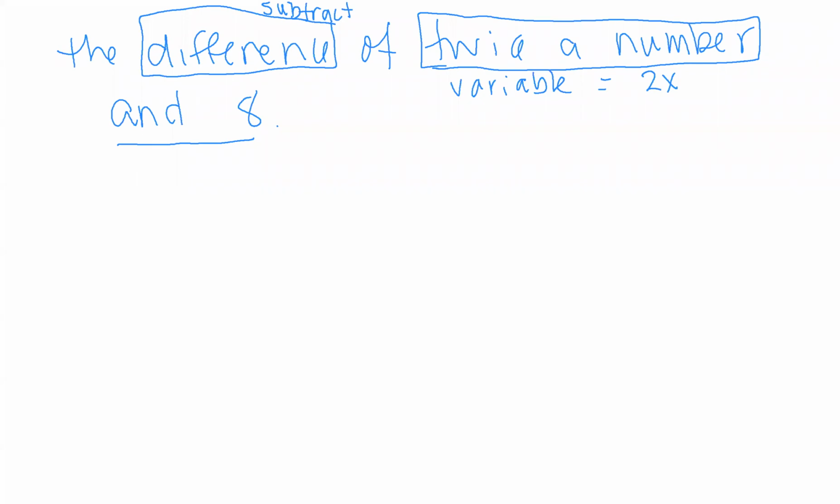So we want the difference. That means subtract 2 times a number, twice a number, and 8. Now, with subtraction, you have to be really careful because order matters. We literally have to take twice a number and then subtract 8. So we would get 2x minus 8, or the difference of twice a number and 8.